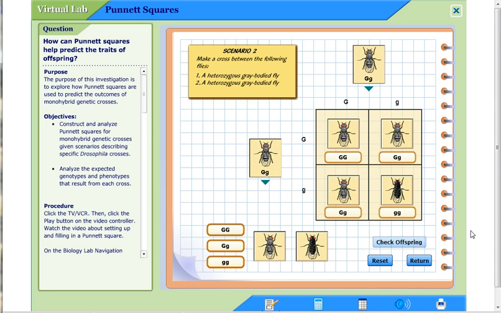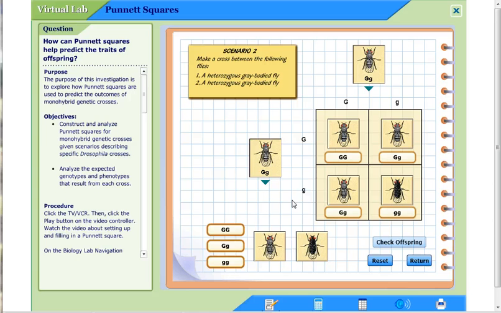Check our offspring, and we were right. This is all about probability. This doesn't mean that these flies will lay 4 eggs. They've laid many more than that, but let's say they laid 4 eggs, and they're going to have one that's like this, one that's like this, one that's like this, one that's like this. Not at all. This is probability.